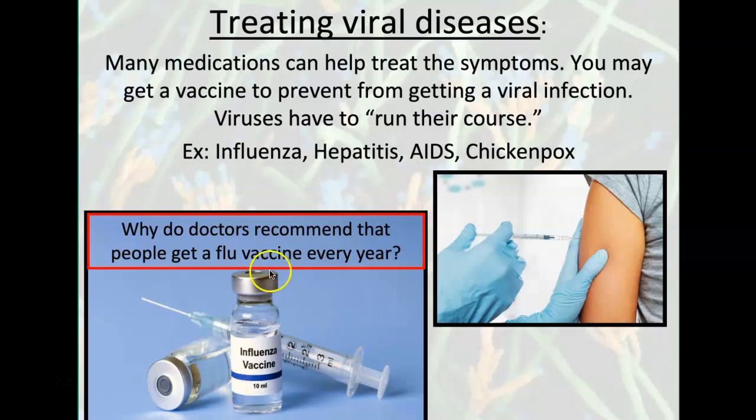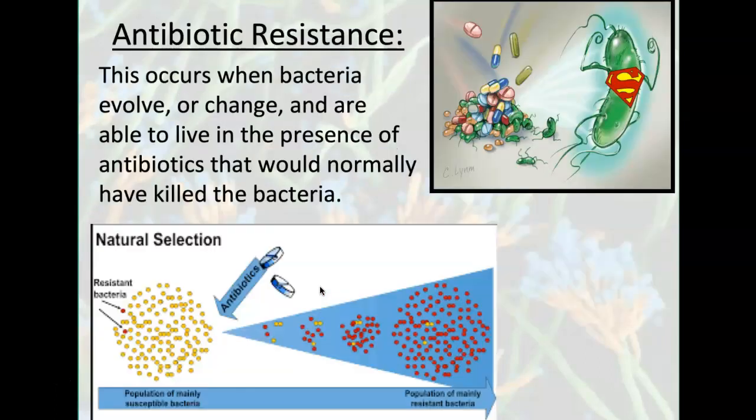One question here, why do doctors recommend that people get the flu vaccine every year? Well, that's because of mutations. So diseases that are caused by viruses can change frequently, and that's because viruses can mutate really quickly. So the flu virus is one of those examples that can mutate really quickly.